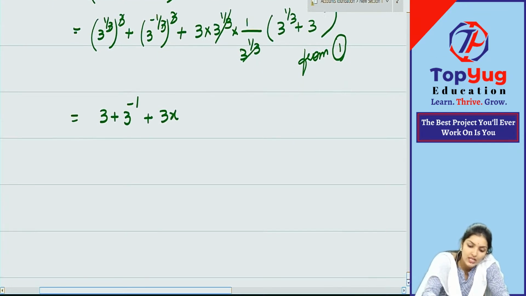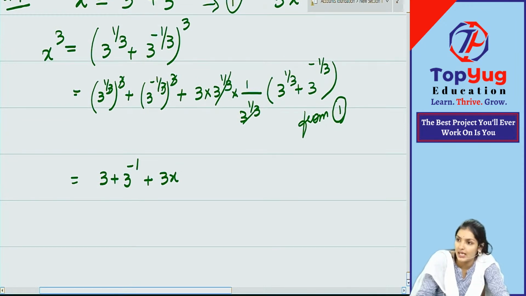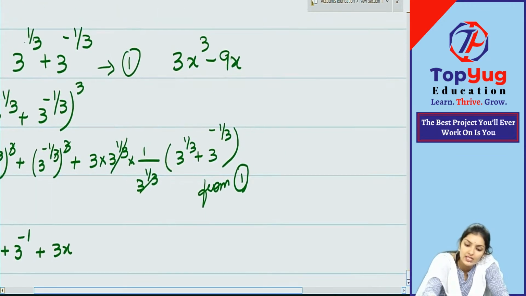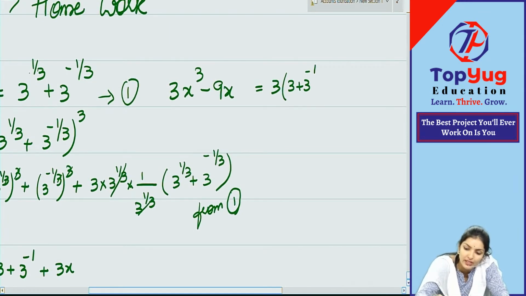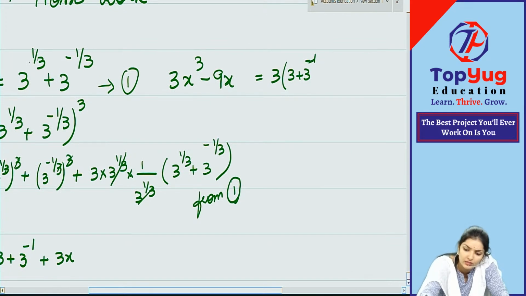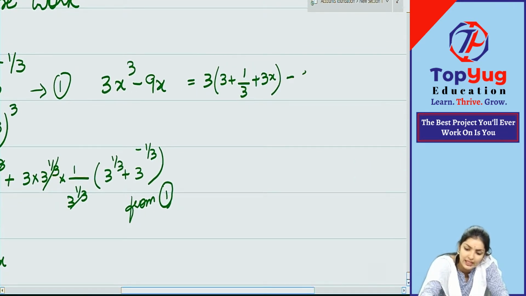Okay. Now I got x cube as this answer. Now what are they asking us to do? 3x cube minus 9x. So 3 into 3 plus 3 to the power minus 1. So 3 to the power minus 1, can I write it as 1 by 3 directly? So 1 by 3 plus 3x. Yeah. Plus 3x. Minus 9 into x.